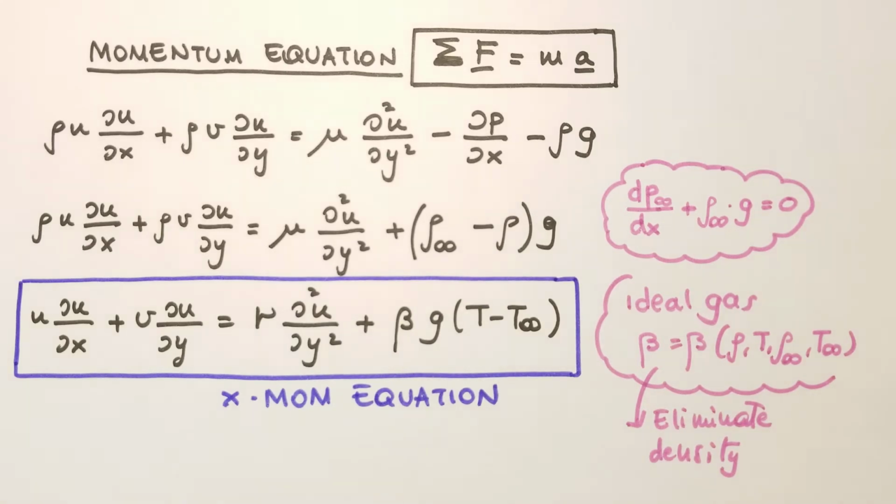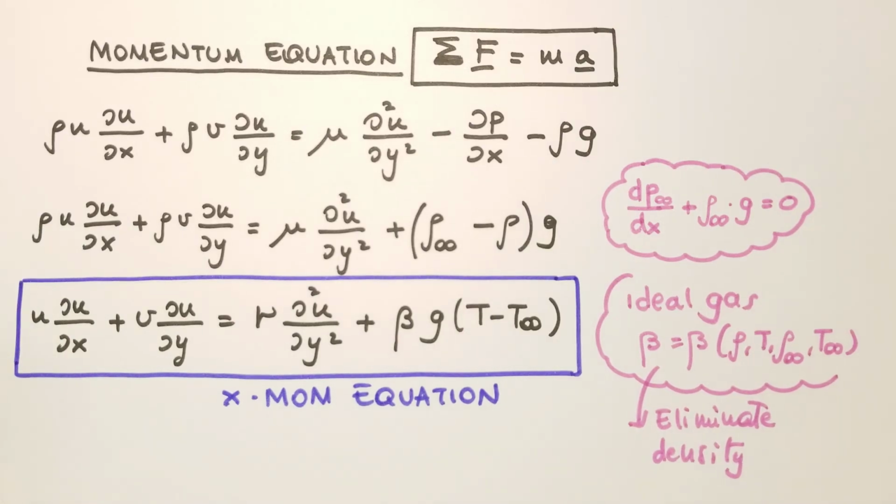Furthermore, we assume that the gas is an ideal gas. So we know the relationship between the density and the temperature. We introduced beta, the coefficient of thermal expansion that we talked about before, and in this way, we eliminate the density. So we have velocities u and v, where u is the velocity in the streamwise direction and v is in the wall normal direction. And we have the temperature and we don't have the density.